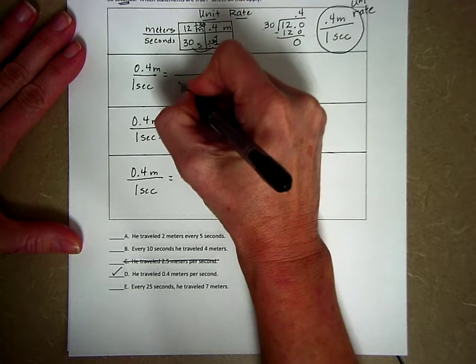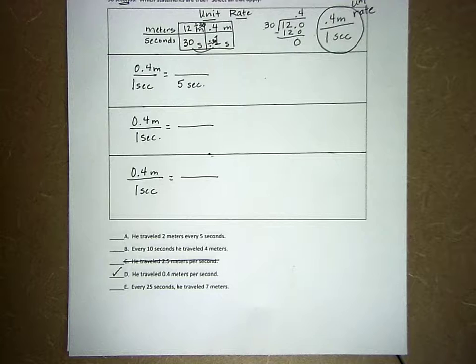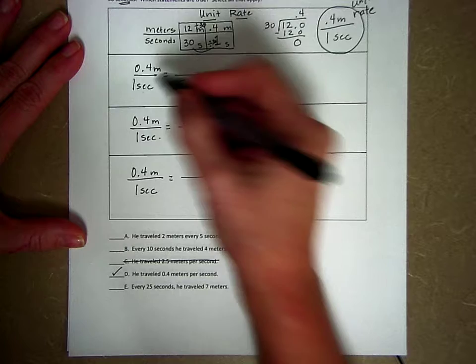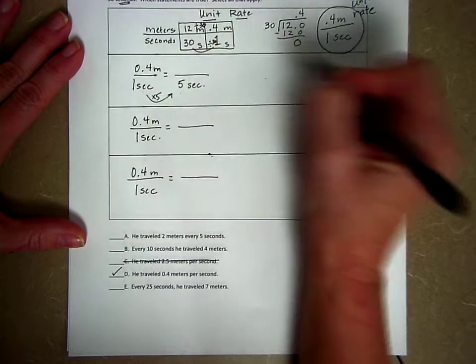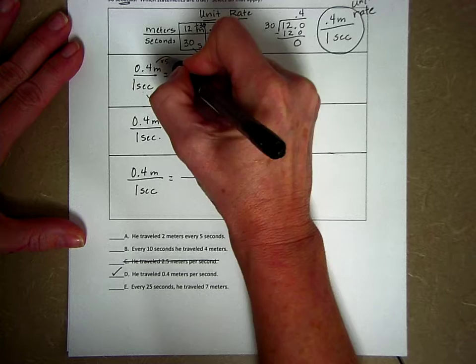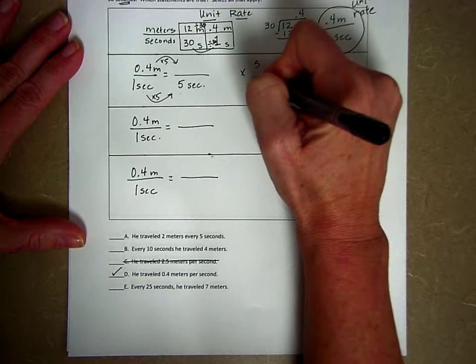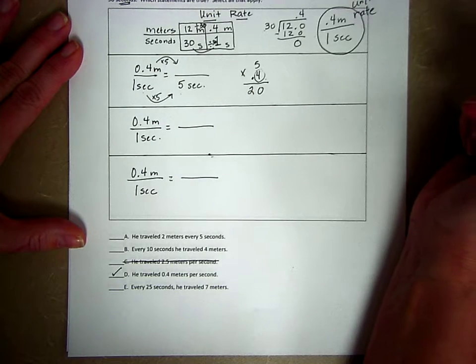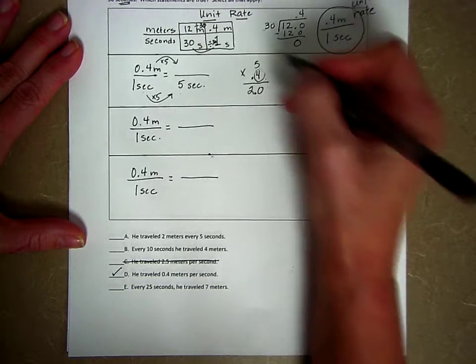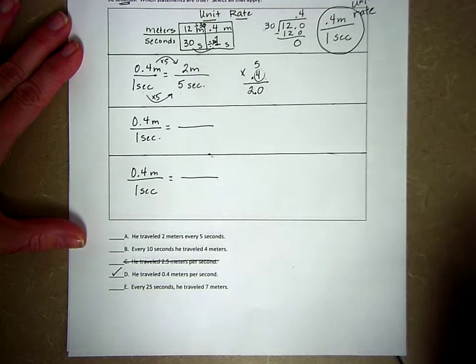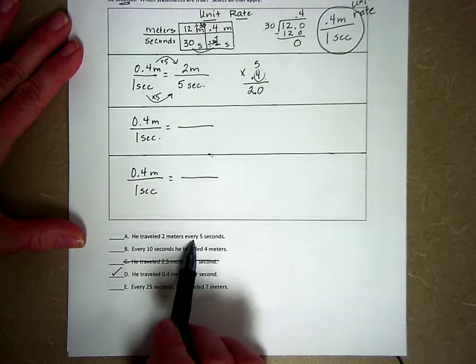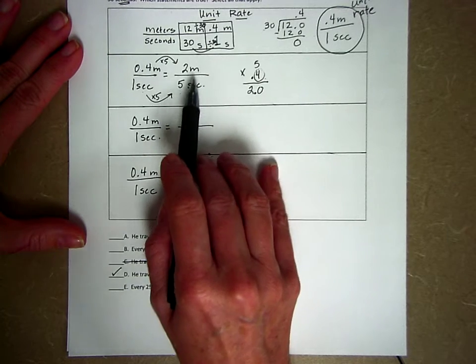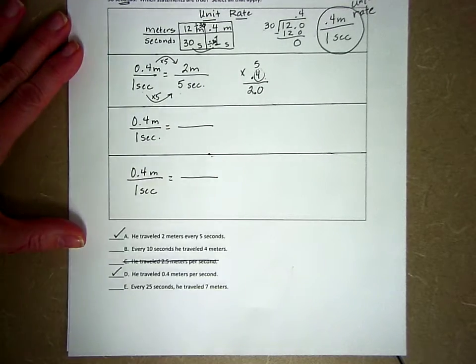Okay, so I'm going to put the 5 seconds right here. And I'm going to see if this is a true statement. Okay, so what did I do to 1 to get 5? Well, I multiplied by 5, right? So that's what I have to do up here. So 5 times 0.4. This means I scoop my decimal 1 place to the left. So then that answer would be 2 meters. He traveled 2 meters every 5 seconds. 2 meters, 5 seconds. That is a true statement. So we only have 2 more to do.